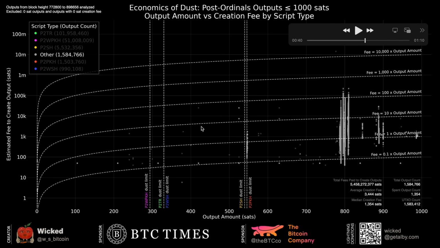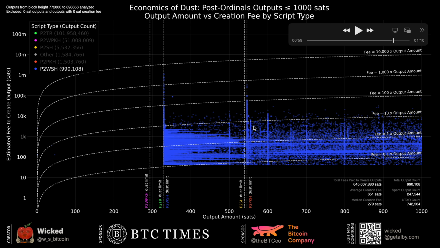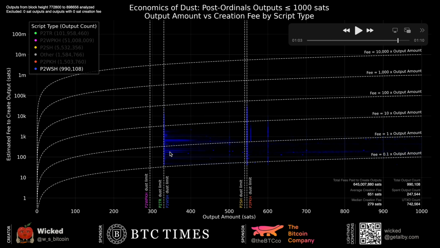Okay, and then the rest, I'm just going to skip over these others because they're kind of odd. But P2PKH, if we go here, this one actually had most on the dust limit. So this one had just under a million on the dust limit of the 1.5. And then P2WSH, this one also had most of them on the dust limit. A little bit under 800,000 were on the dust limit of about a million in total.